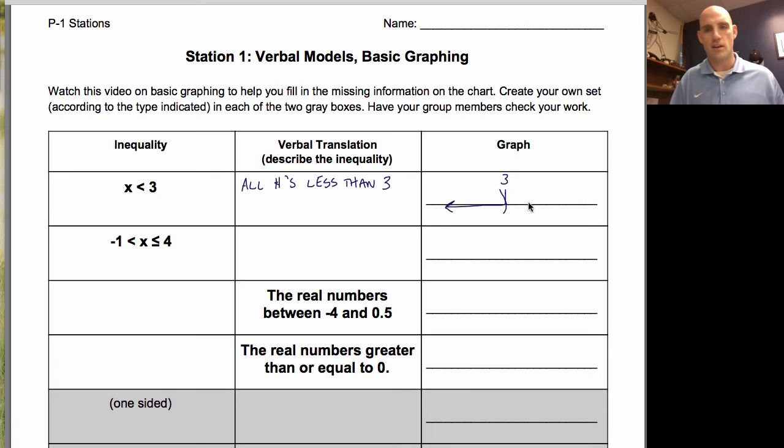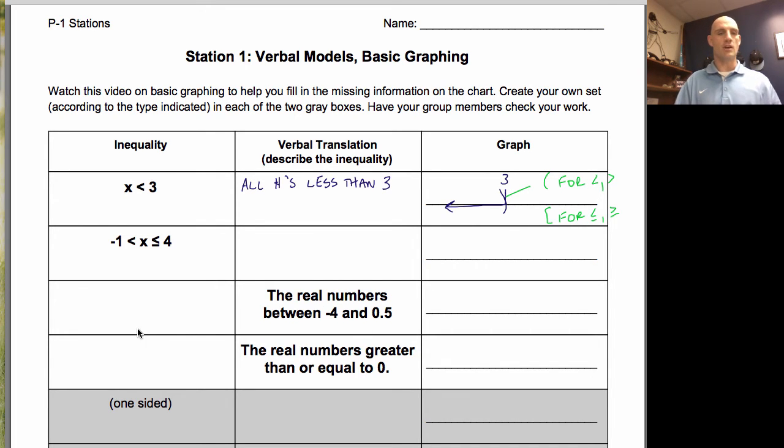Now you notice right here, I used a parenthesis for less than or greater than, and I'm going to use a bracket for less than or equal to, greater than or equal to. Okay, so that's going to be our notation and our diagram model that we're going to use in this section.